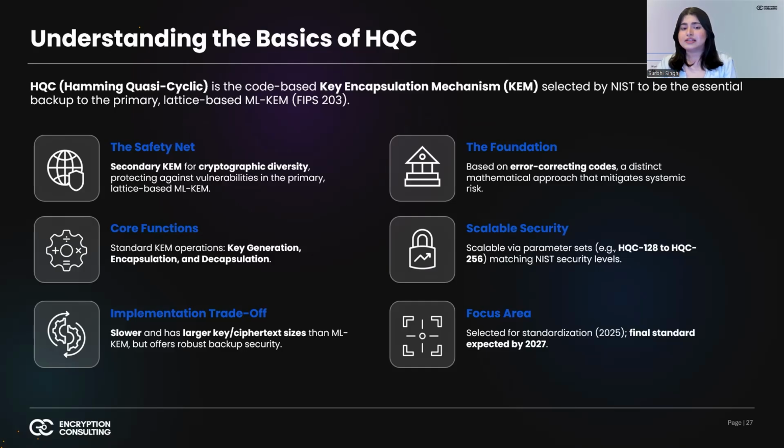Now, let's be realistic about the trade offs. The high assurance mathematics of HQC comes with a cost. Compared to the highly optimized MLKEM, HQC is generally slower and has larger key and ciphertext sizes. This means it consumes more computing power and requires more bandwidth. HQC is not designed to be the fastest algorithm.